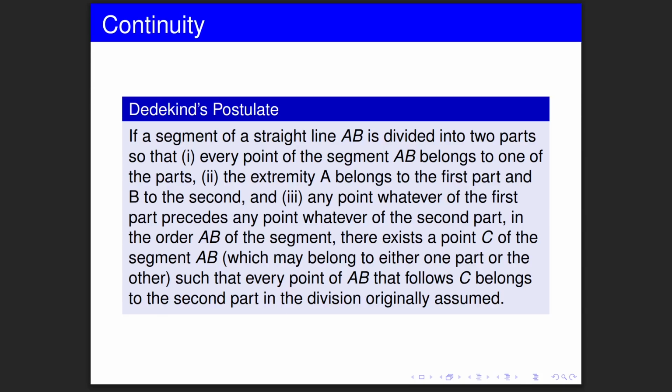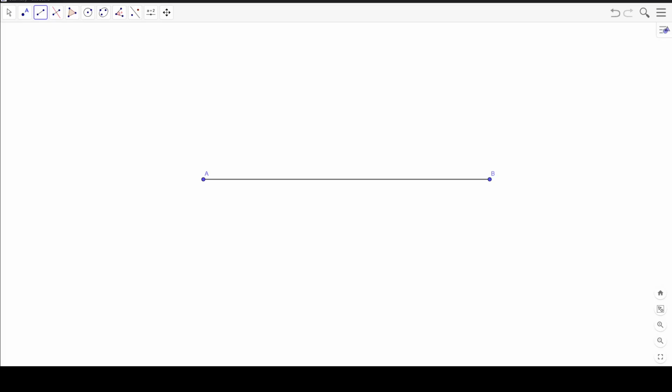So we'll show in GeoGebra exactly what this looks like, but the key thing here is that the postulate is guaranteeing the existence of that point C. So suppose that we have the line segment AB. Now the postulate assumes that we can place all of the points that make up AB into some order, starting with A and ending with B.